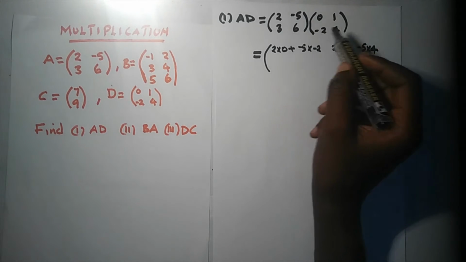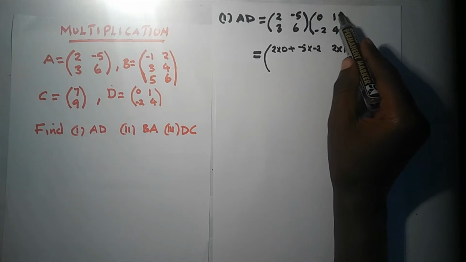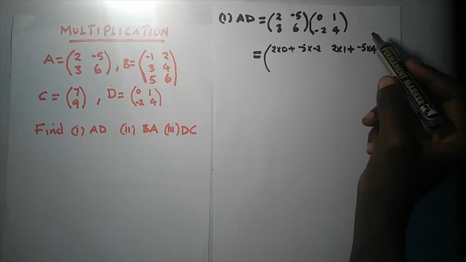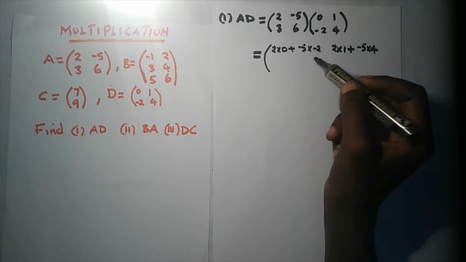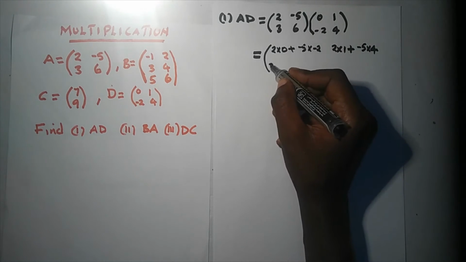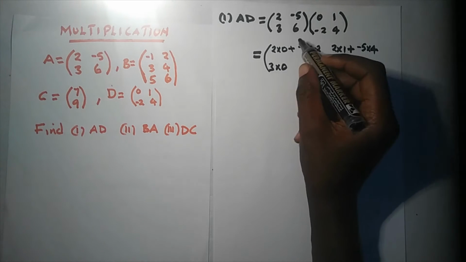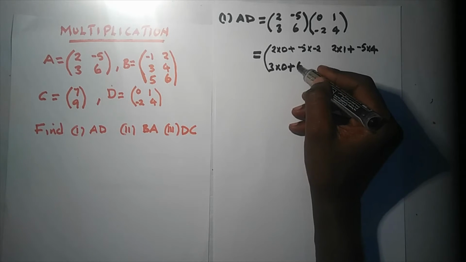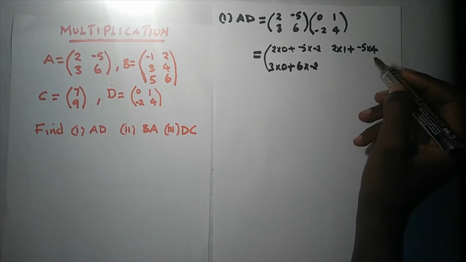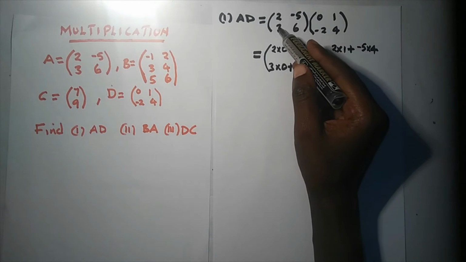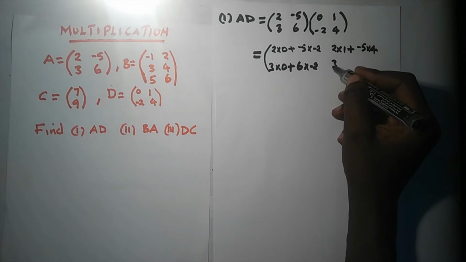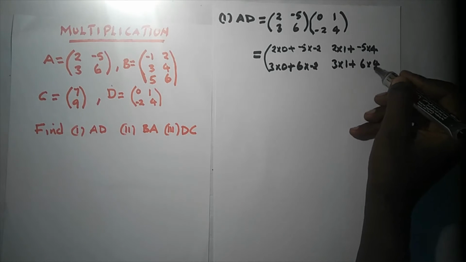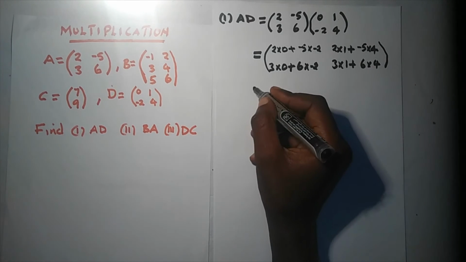Okay, and then now that we are done with the top row and this other column here, we can now come to the row that is down here. So we are going to have 3 times 0, so this 3 here times that 0 there, plus 6 times -2. And then we are going to have 3 times 1 plus 6 times 4. And then now we can close the brackets and simplify.